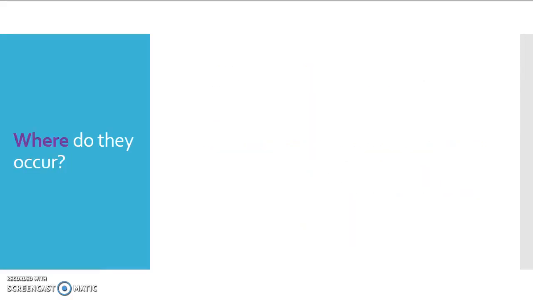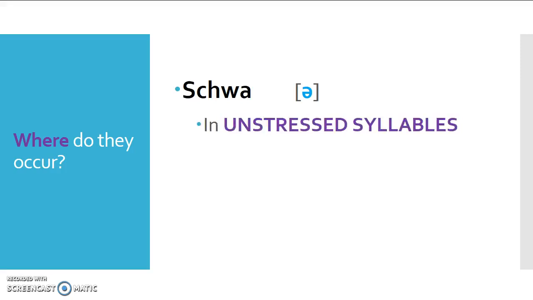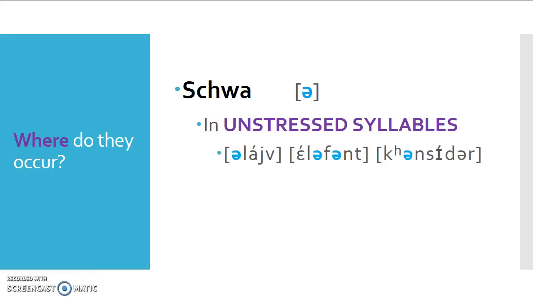So if you can't really hear the difference because they are so similar, then you just follow the basic pattern in terms of where they occur. Schwa, because it's the reduced vowel, surfaces in unstressed syllables. So here are the transcriptions of a few of those words that I had earlier.